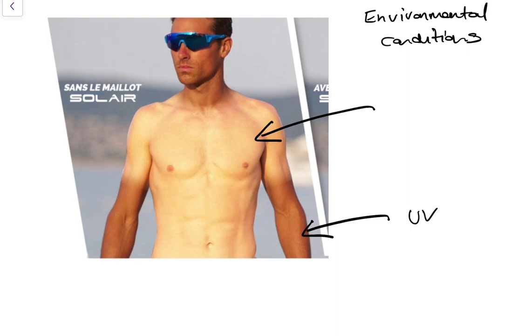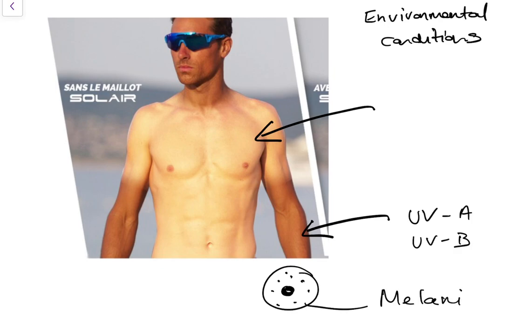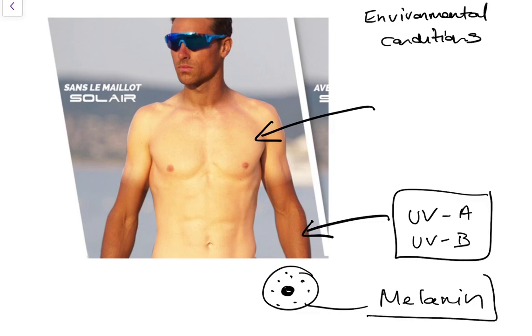Here, this person has had UVA and UVB sunlight striking his skin, and as a result, the cells in the skin start to produce a pigment, and that leads to the transcription of melanin. Melanin is the pigment which makes you darker skinned. So the environmental condition of sunlight exposure has caused melanin to be transcribed and has caused the suntan. So that's another way that gene expression can be regulated.